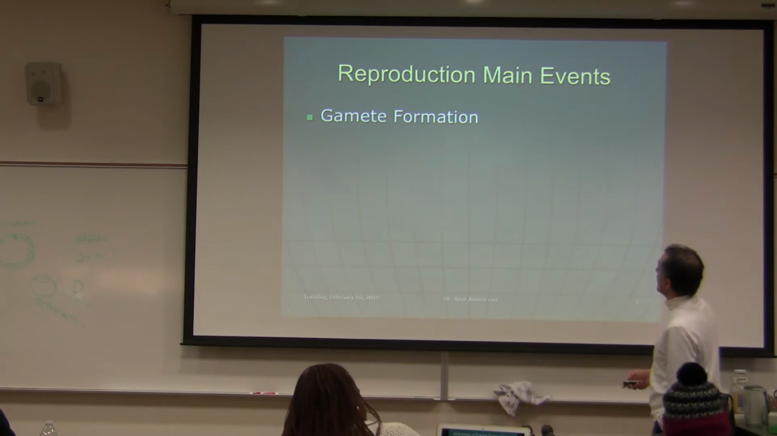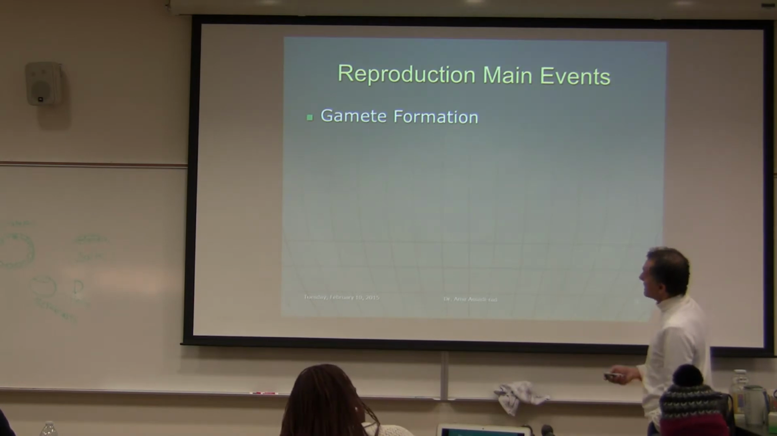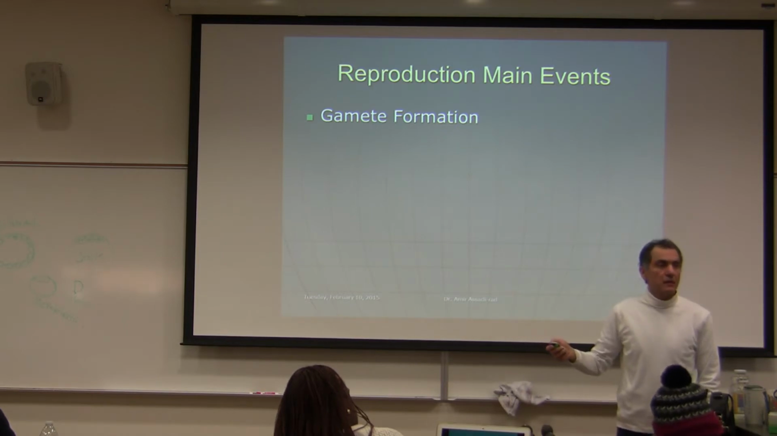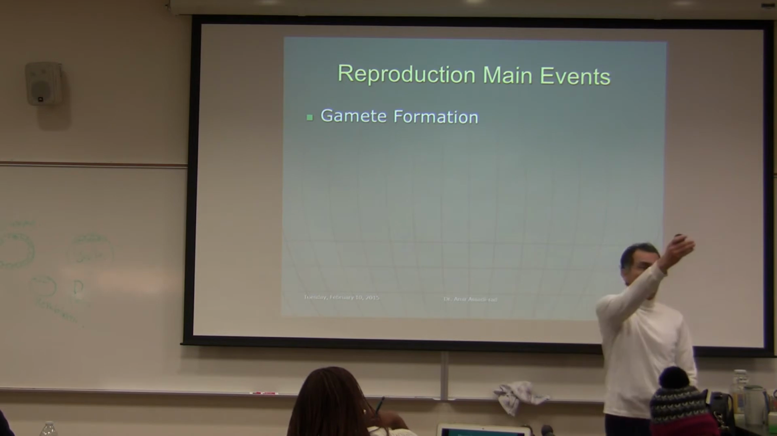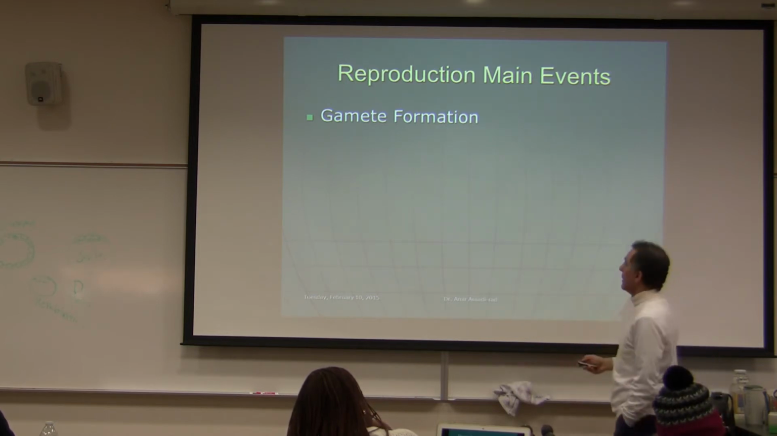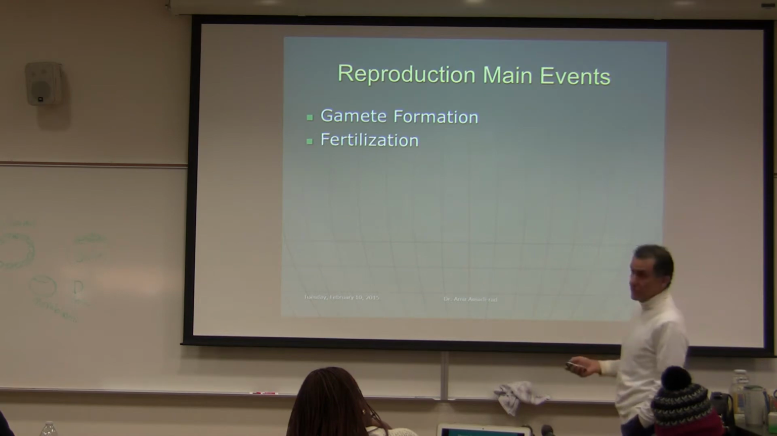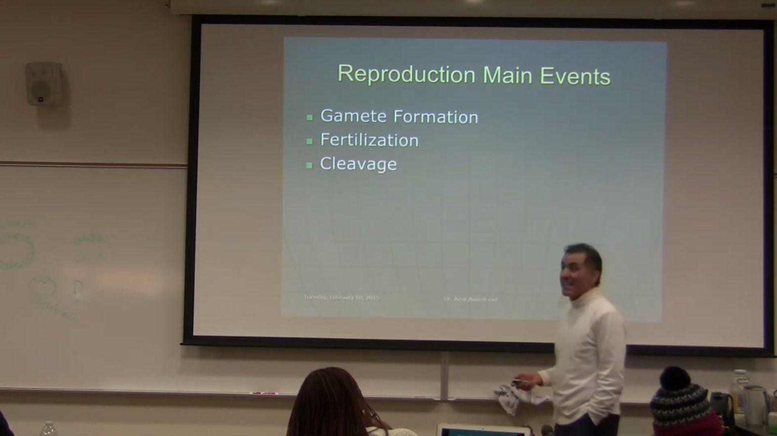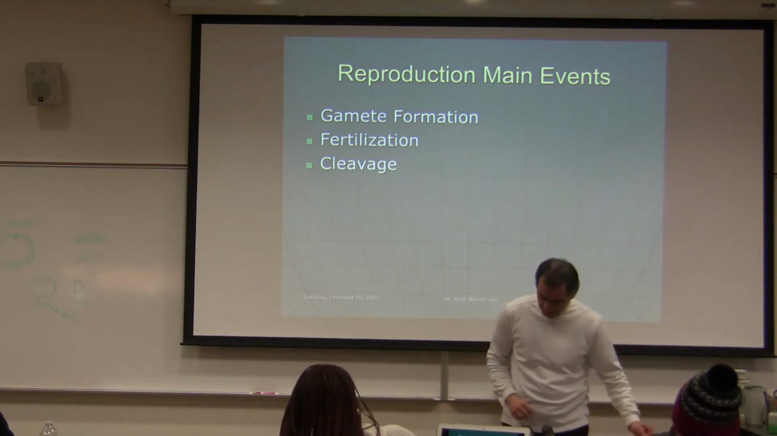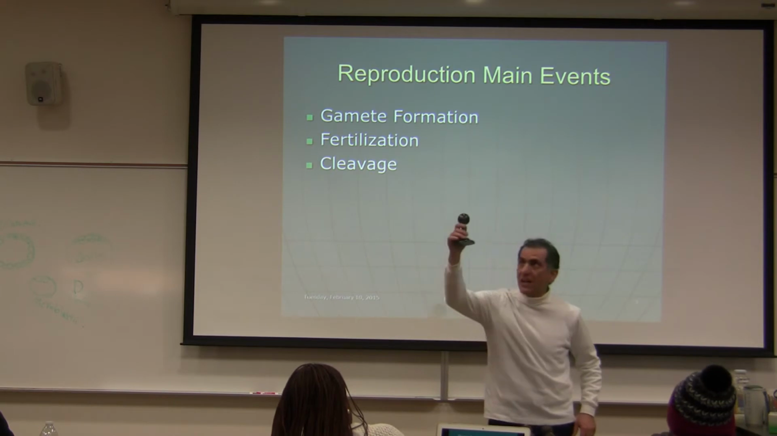Okay, reproduction, main event, gamete. Gamete is sperm and egg. It's a generic name. It means sperm, egg, pollen. Soon you're going to deal with pollen, not much now, but soon. Fertilization is the process of sperm coming to the egg. Cleavage: when you have an egg, you have one cell, the fertilized egg.